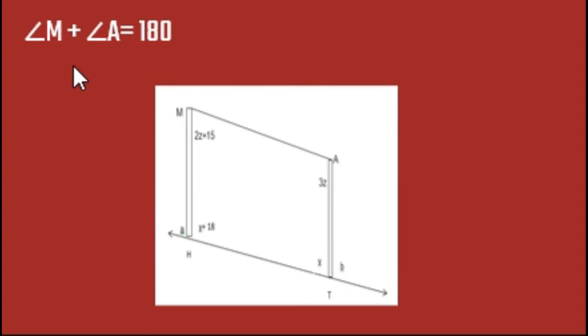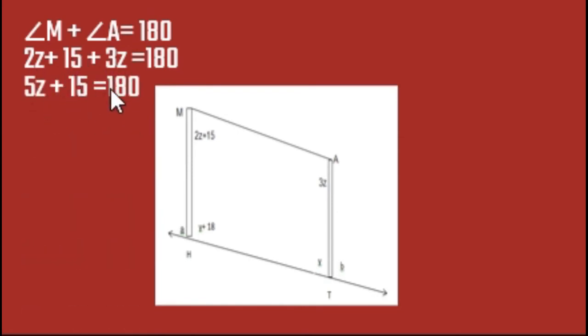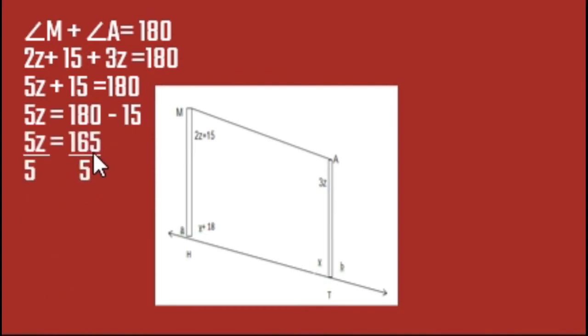So we have 2z plus 15 plus 3z is equal to 180 degrees. Let's combine like terms. 2z plus 3z is 5z, plus 15 equals 180. Now let's use addition property of equality, or let's isolate 5z. So 5z is equal to 180 minus 15. 180 minus 15 is equal to 165. So we need to divide both sides by 5 to get the value of z. So we have z is equal to 33.